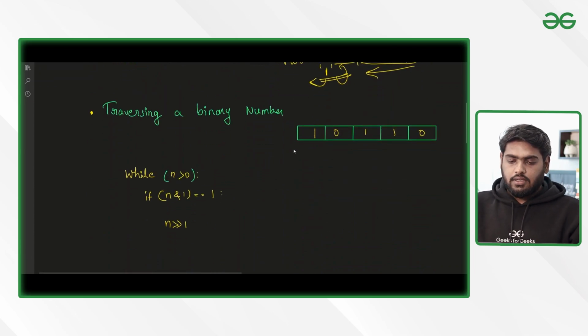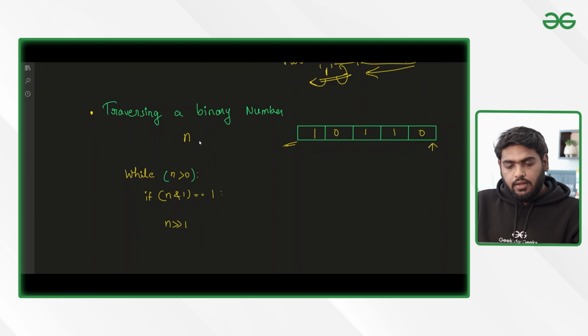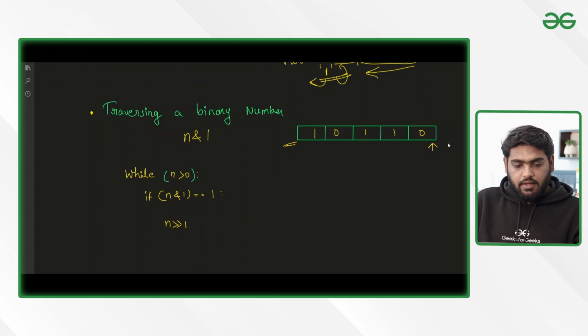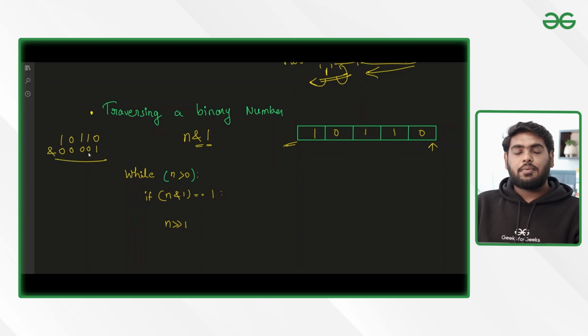Let's take this sample binary number. One thing you must notice is we can access the last bit, and by access I mean we can check if it is set or unset. How? Like this. If we do n and 1, what is the property of and? Assume you are given this number 10110 and you and it with 1. Once you perform the and operation with 1, it will look something like this. Correct? So what will it be? It will be completely zero.